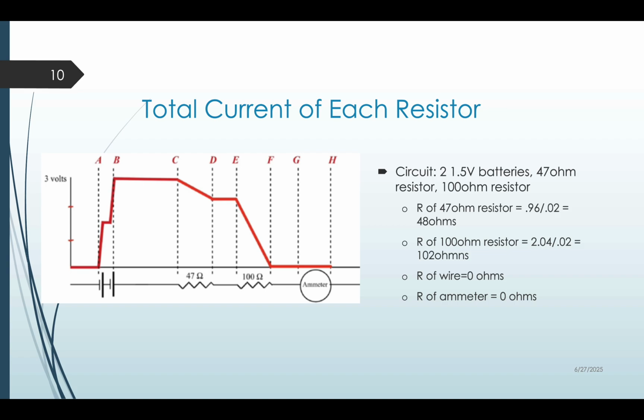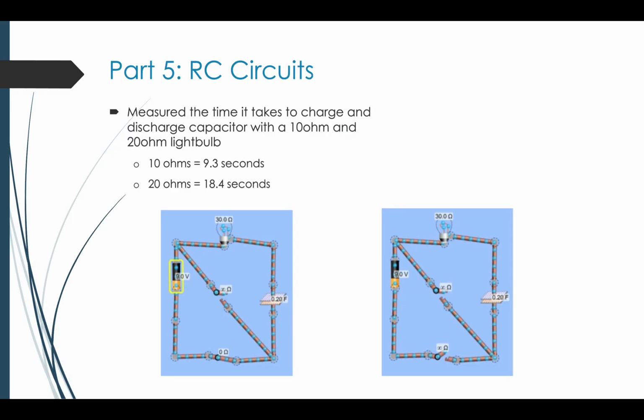So for the total current of each resistor, we saw for the 47 ohm resistor, we got 48 ohms, and for the 100 ohm resistor, we got 102 ohms. And then for the resistance of the wire and the ammeter, it should be 0 because it's negligible compared to the resistors. And then for our RC circuits, we measured the time it takes to charge and discharge a capacitor with a 10 ohm and 20 ohm light bulb.